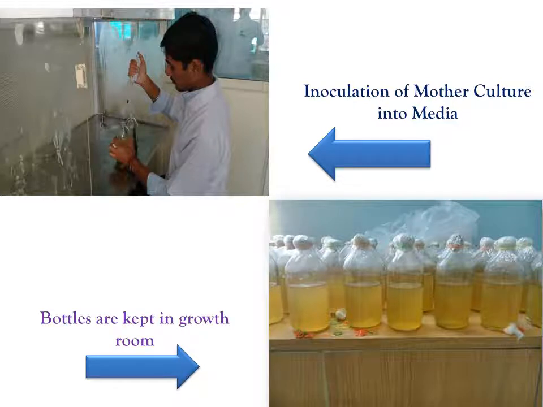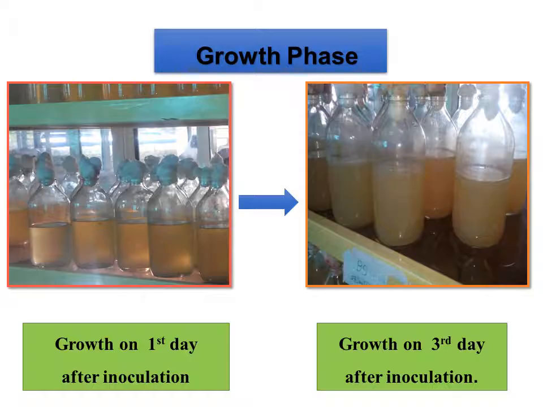This is the method of inoculation in the laboratory, if we have to keep the bottle in the growth room for further growth. This is the bottle showing the growth phase. On the left-hand side is the growth on the first day of inoculation, and on the right side is the third day, after 72 hours. The turbidity observed shows good growth of this bacteria.